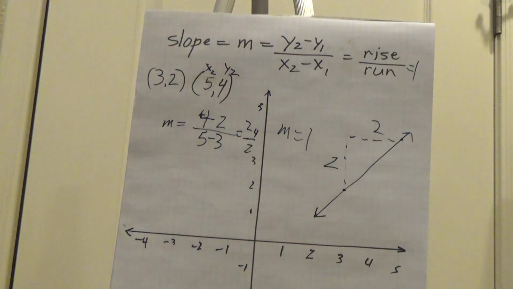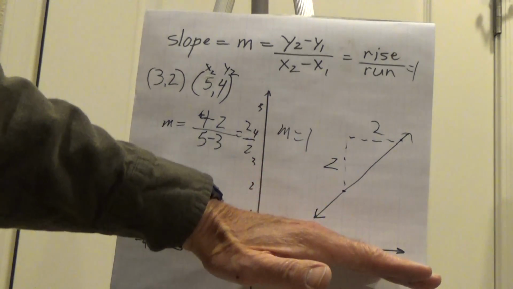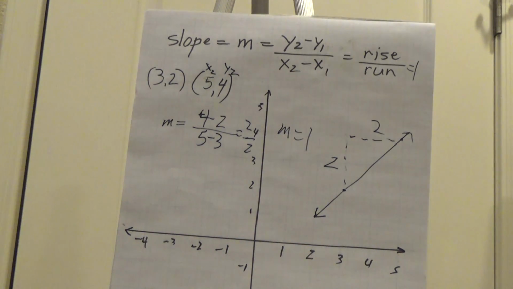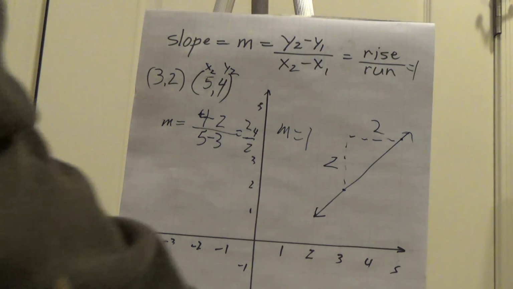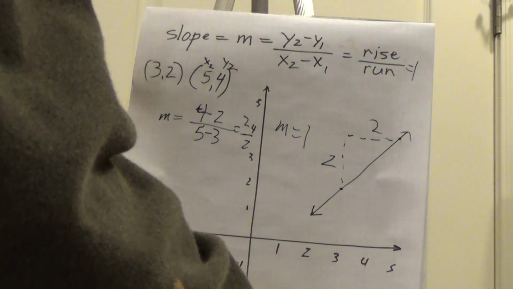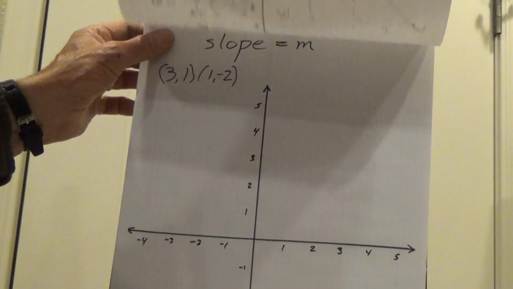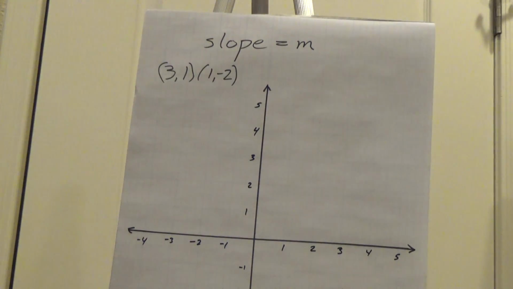M equals 1. That's a 45-degree angle with the x-axis, a slope of 1. And it's positive because it goes uphill from left to right. Pretty simple stuff if you don't worry about it, if you just look at it and think about it. And practice a little bit. Everything takes practice. Some students get frustrated because they think they should know it right away and they don't practice enough. Okay, we're going to look at another example here.